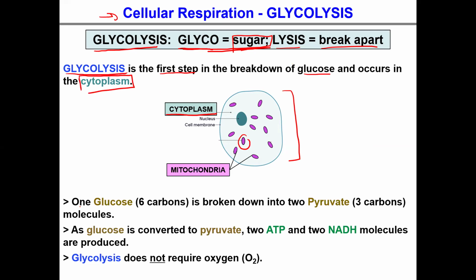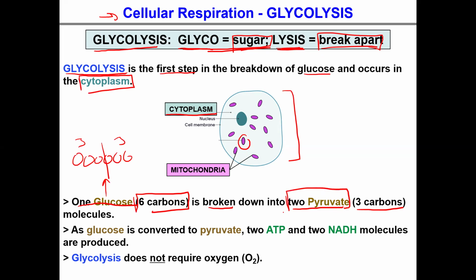Now, what's essentially happening here is we're taking one glucose, which contains 6 carbons, and we're going to break these down into 2 pyruvates, which are 3 carbons each. So we take our glucose with 1, 2, 3, 4, 5, 6 carbons, and essentially we're going to lyse again, or break them apart, from our 6 to our 3 and our 3, in this case producing those 2 pyruvates.